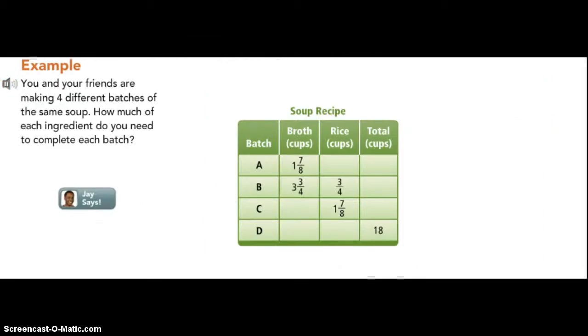You and your friends are making 4 different batches of the same soup. How much of each ingredient do you need to complete each batch?